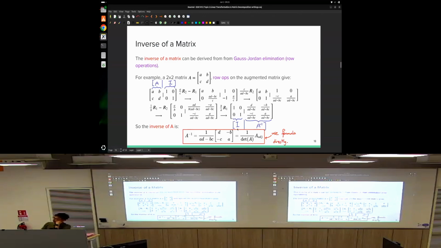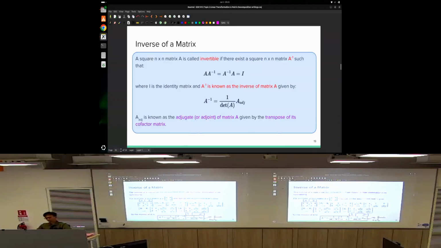Then we notice from here, we have 1 over AD minus BC in all the terms in A inverse. So we define that as the determinant. And we also notice something very interesting: what is the meaning of 1 over determinant? It is like if you expand, for example, the vector space twice when you multiply by A.